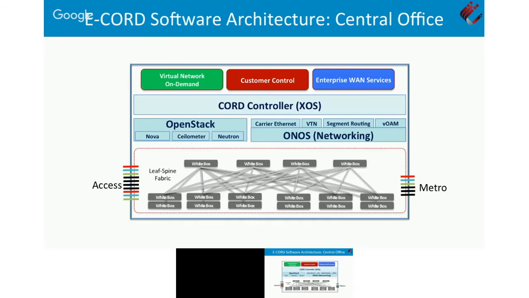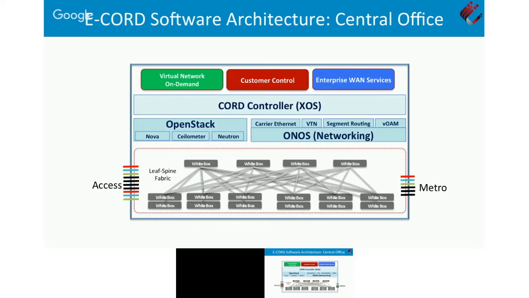Looking at the central office side of things, this also looks very familiar. So we would have ONOS with the various apps for SDN control of the leaf-spine fabric and any of the overlays that are placed on top of it. We also have the OpenStack component for service virtualization and XOS for lifecycle orchestration and service composition.